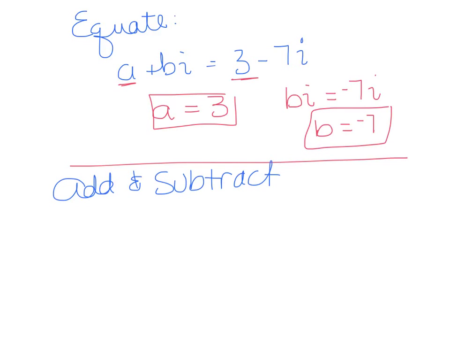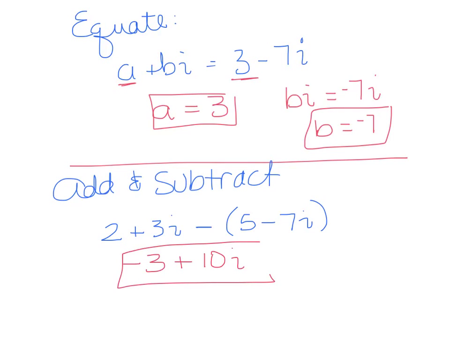So, simple things like, so I had 2 plus 3i minus, and let's do another complex number, 5 minus 7i. So what you're going to do is simply look at this and say 2 minus 5 is negative 3, 3i plus 7i makes a plus 10i. And there you have it, and it is already in nice standard form for a complex number. So not too hard there, right?